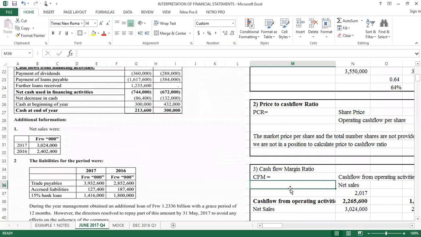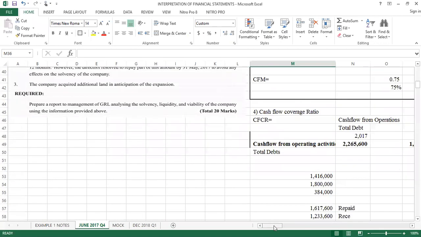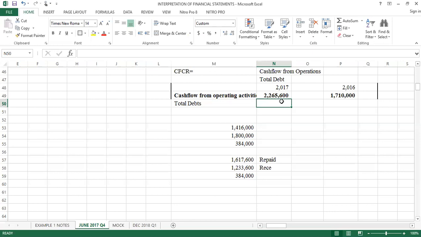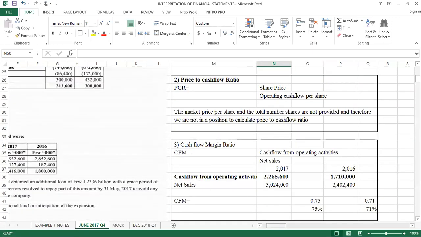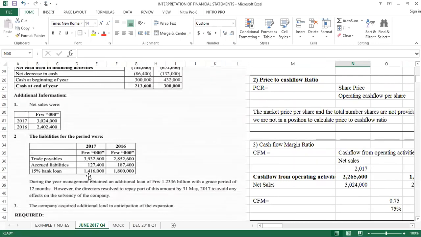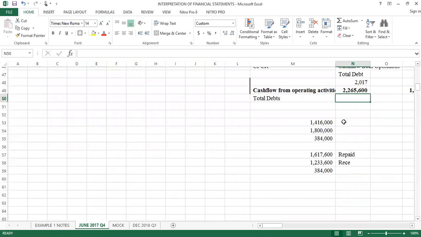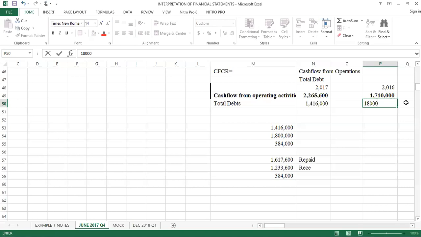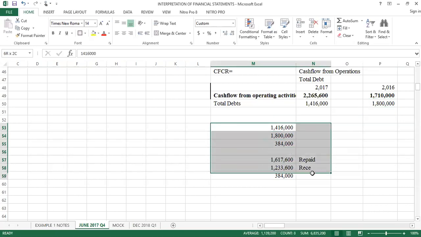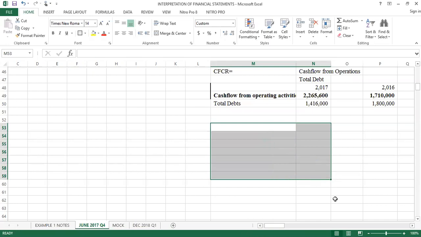So I hope we have confirmed, and now I can conclude the total debt. What is the total debt? I was just confirming the total debt. The total debt is 1416, that is 1,416,000. And on this other side, the total debt is 1,800,000. So all these I can now remove. I was just using that to confirm.